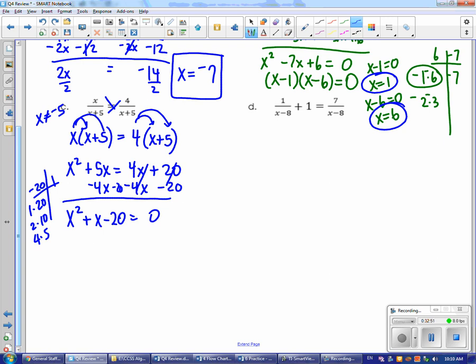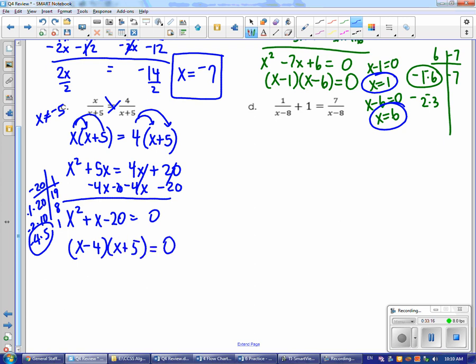Since I'm multiplying to get a negative number, one of those numbers has to be negative. But if the sum is positive, I want to make sure that it's the smaller number that's negative. And so if I think about those numbers, negative 1 plus 20 is 19, negative 2 plus 10 is 8, and negative 4 plus 5 is 1. So that's the pair that I want. So I've got x minus 4 times x plus 5 are my factors, and that's got to equal 0.